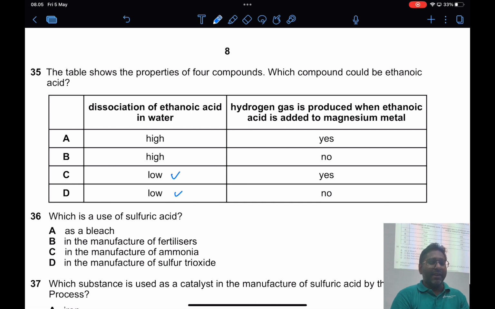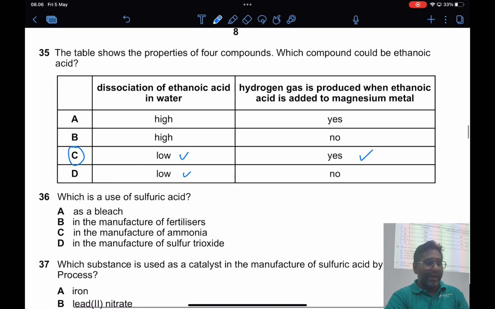And is hydrogen gas produced or not? It's still an acid. Whether it's a weak acid or a strong acid, hydrogen gas will be produced if you are reacting with metal. So acid and metal will give you hydrogen gas. So the answer is yes.